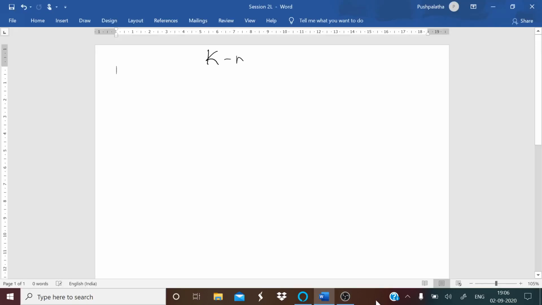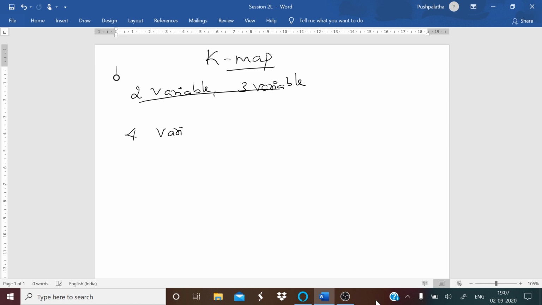In the last session we were talking about k-maps and we also talked about the 2 variable and 3 variable k-maps, that is the general k-maps, how to draw this. Right, now let us talk about the 4 variable k-map. This is a general one, just explaining how to draw the k-map.